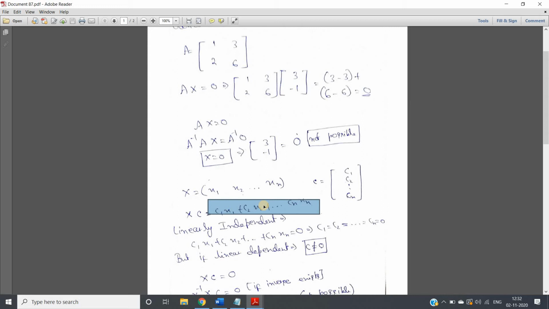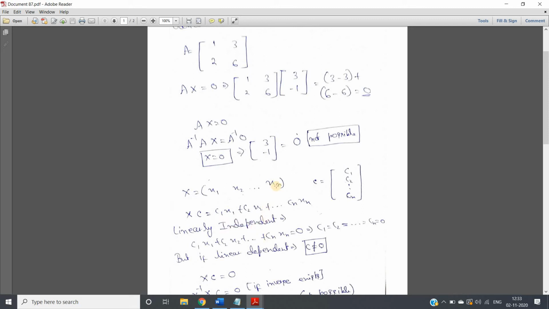Now when we say x1, x2, that is, these individual columns are linearly independent, it means C1 x1 plus C2 x2 plus up to Cn xn equals 0 if and only if C1 equals C2 equals Cn equals 0. That is, all these values should be 0, that is, the C matrix should be 0, and only then X into C becomes 0. At that time we conclude that the individual columns x1, x2 of my X matrix are linearly independent, and that is the definition of linear independence.